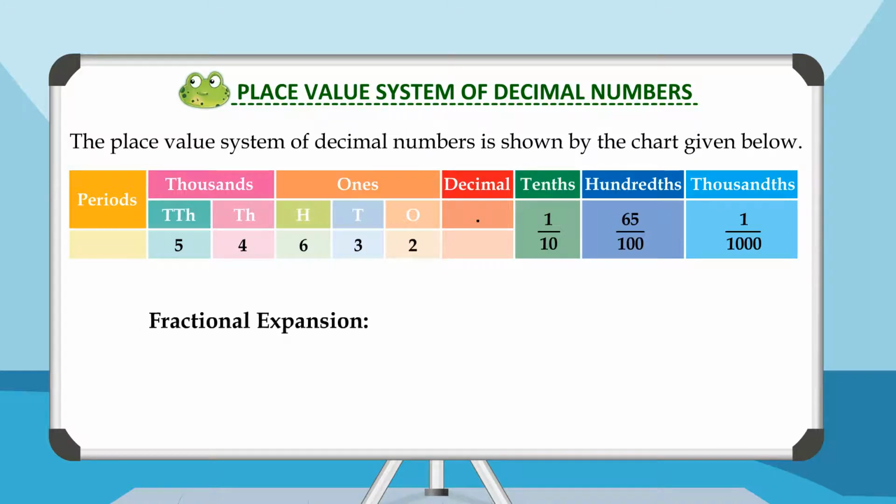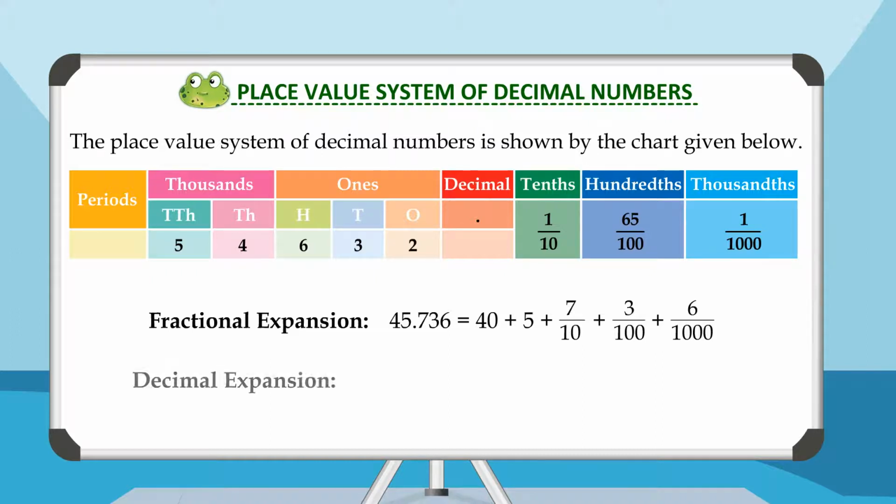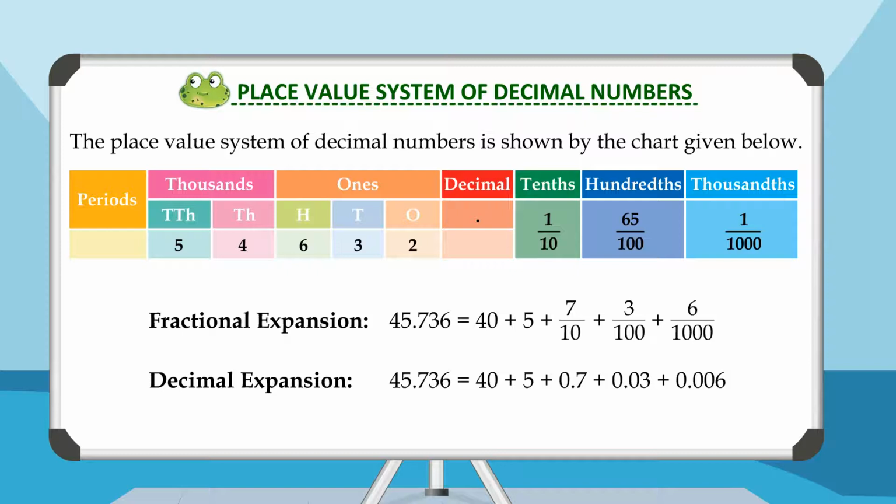Fractional expansion, 45.736 is equal to 40 plus 5 plus 7 upon 10 plus 3 upon 100 plus 6 upon 1000. Decimal expansion, 45.736 is equal to 40 plus 5 plus 0.7 plus 0.03 plus 0.006.